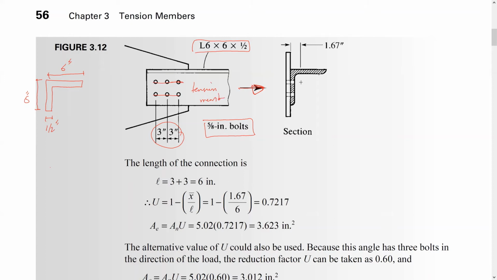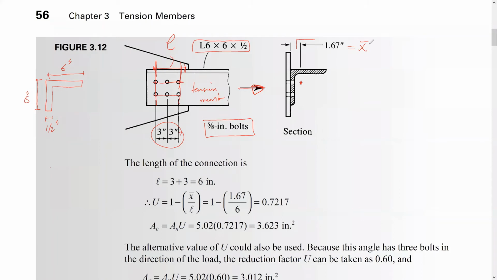Here, this is a cross section. So what is this distance here? If you see, this is from the centroid to the plane of connection. So this one is X bar. Okay, and here if we find the length of connection, you see it's going to be from here to here. So this is L, which is equal to 3 plus 3, which is equal to 6.